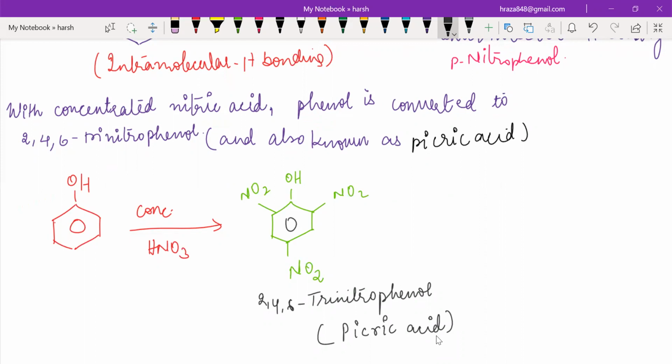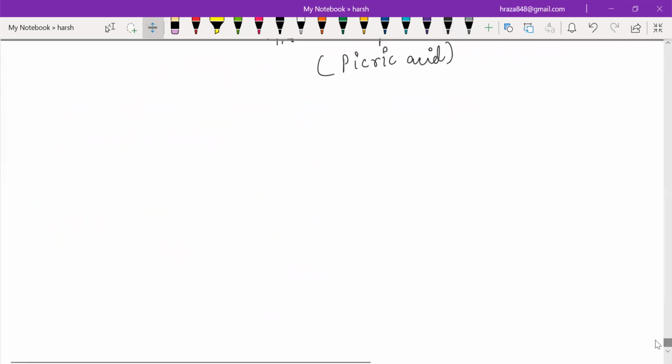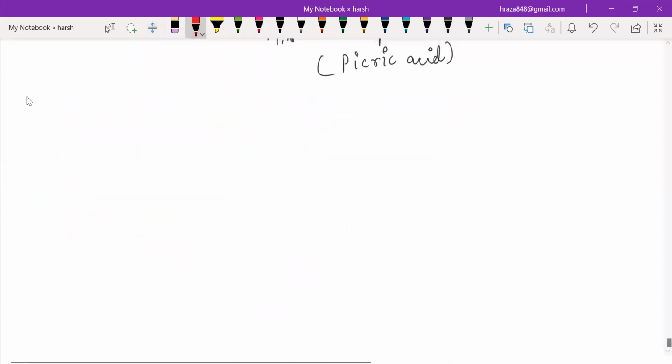Are you done with this? Yes, sir. Very good. So after nitration, we have electrophilic aromatic substitution reaction. The second part is halogenation. That means addition of halogen. So how will addition of halogen take place in phenol?